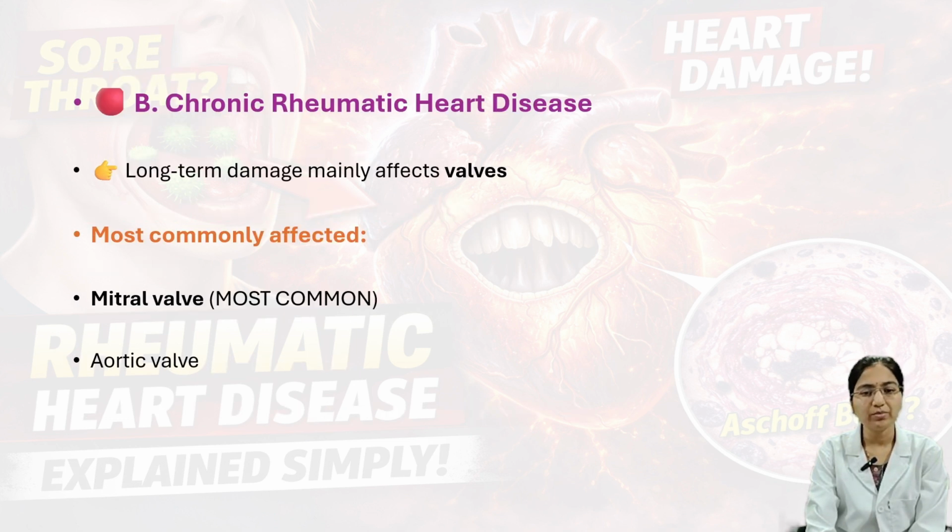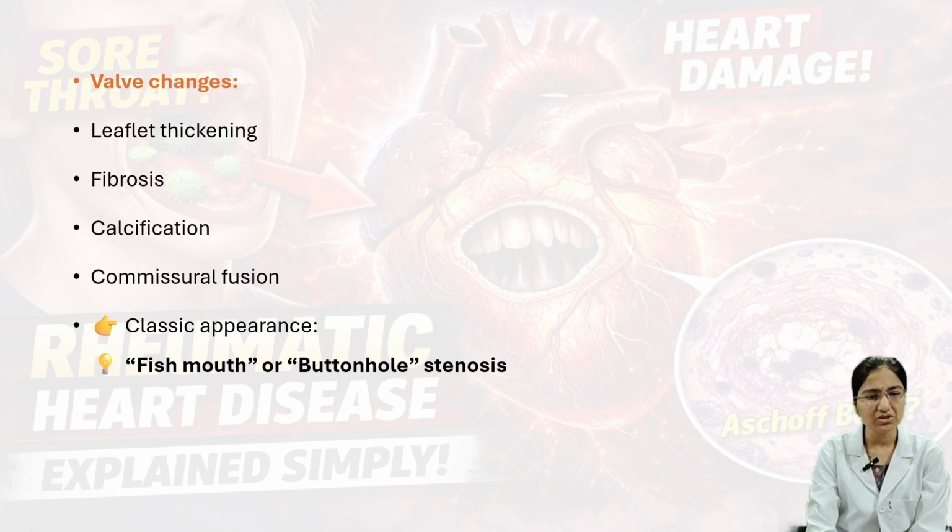Next, chronic rheumatic heart disease. Here it is a long-term damage, mainly affecting valves. And then the most commonly affected is the mitral valve. It's the most common one. And then the aortic valve. And then also valve changes here.